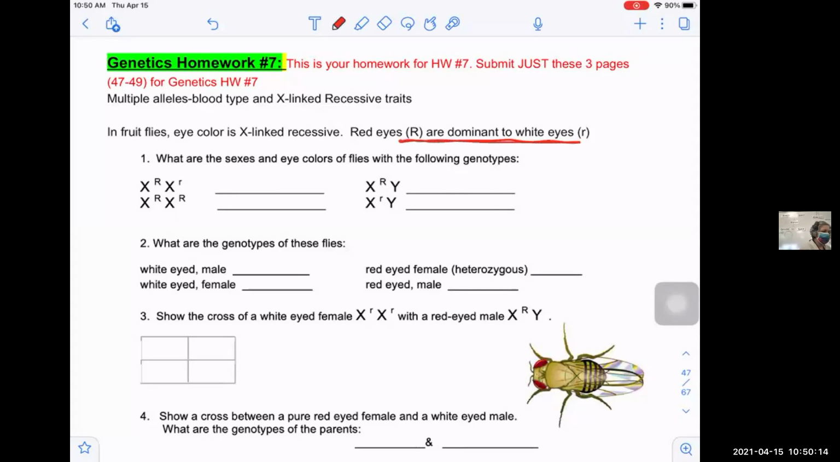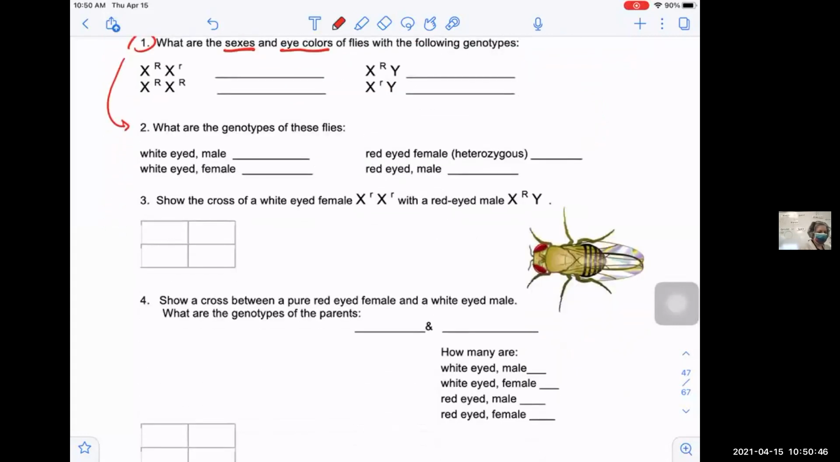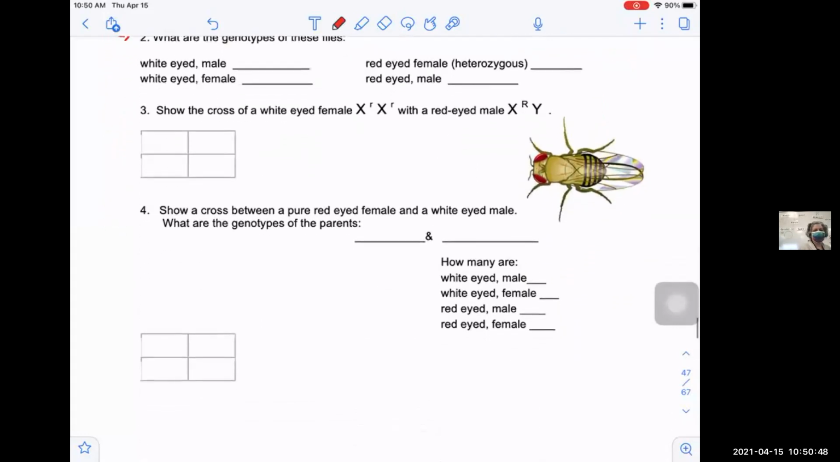So the first thing you're going to do here is write what the sexes and the eye colors of these flies are. So you have to look at the X and the Y, and then using big R as red and dominant over white, you're going to write what their eye colors are. For number 2, you're going to do the opposite. They're giving you the sex and the eye color, and you have to write the genotype. Then you're going to cross 2 fruit flies for number 3 and 4.